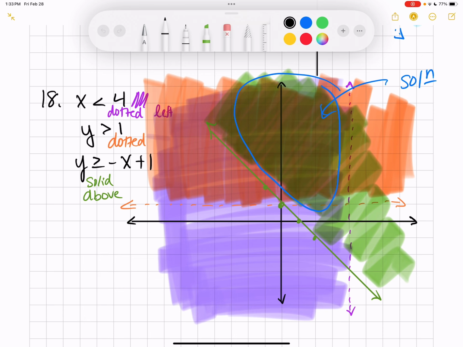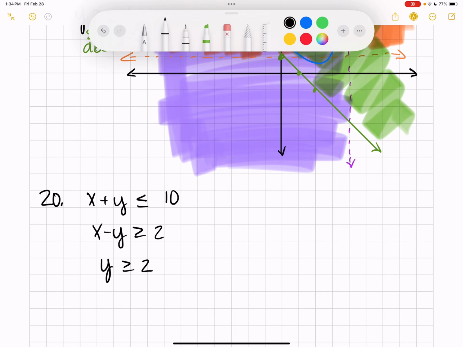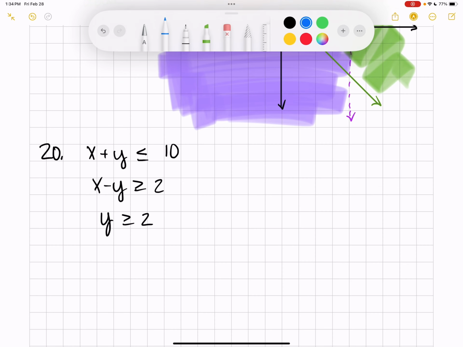So x plus y is less than or equal to 10. X minus y is greater than or equal to 2. And y is greater than or equal to 2. So I need to, first and foremost, get y by itself so that I can solve. So how do I get y by itself in the first one? Just subtract x. So y is less than or equal to negative x plus 10.